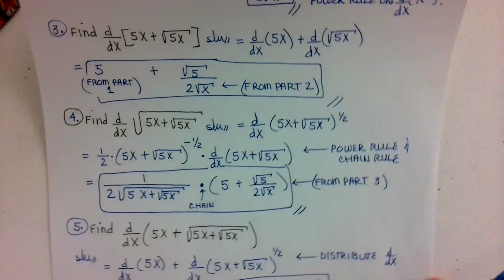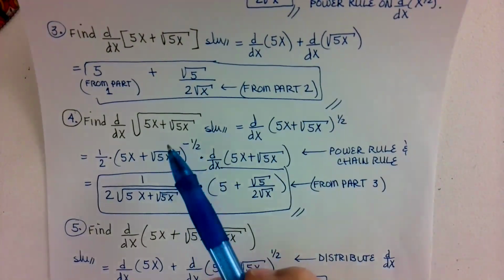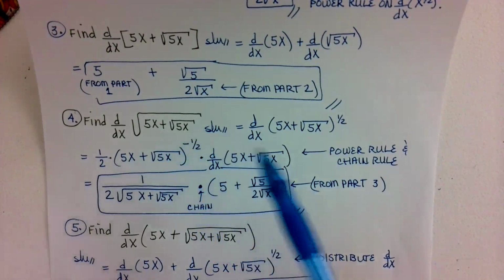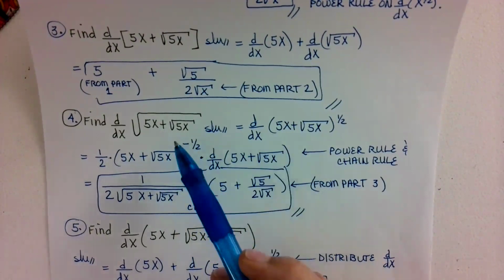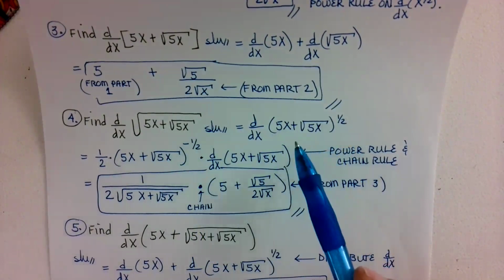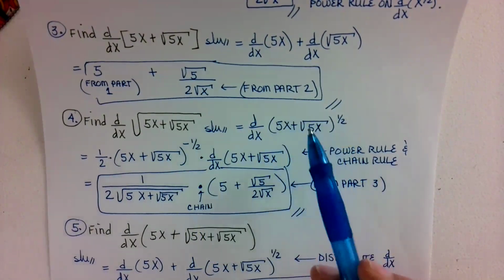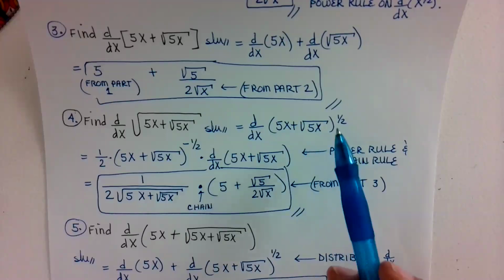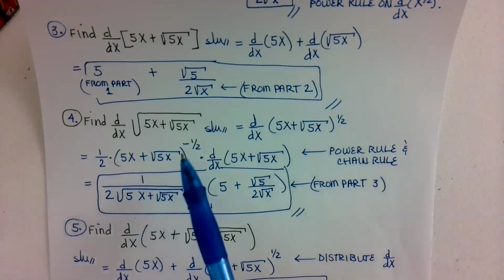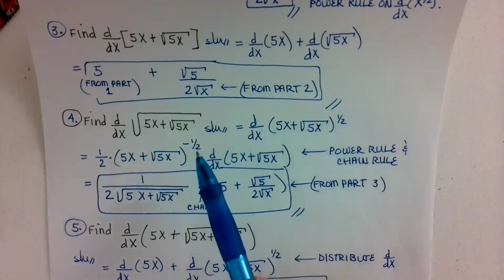Let's look at number 4. Find the derivative with respect to x of the square root of 5x plus the square root of 5x. Okay, solution. I just rewrote the square root as parenthesis, the 1/2 power. Now I'm going to use the power rule, but I must be careful to use the chain rule because this is a composite function. It's a square root of a function of x. So let's see how we apply the chain rule. First, the power rule, bring the 1/2 out in front, times the base raised to the 1/2 minus 1, which is negative 1/2. And then here's the chain rule right here.